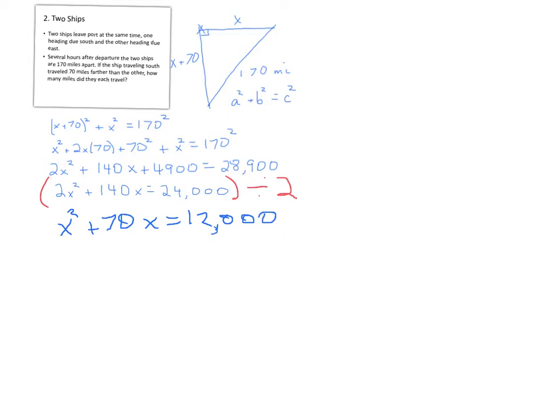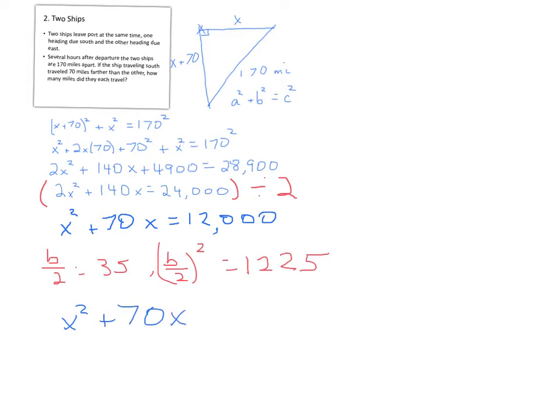What we need is we need to know b over 2, which is 35, and b over 2 squared, which is 35 squared, equals 1225. So we add 1225 to both sides, and we get x squared plus 70x plus 1225 equals 12,000 plus 1225.